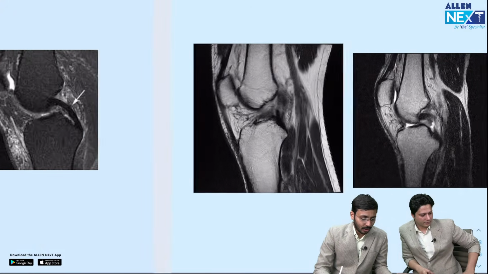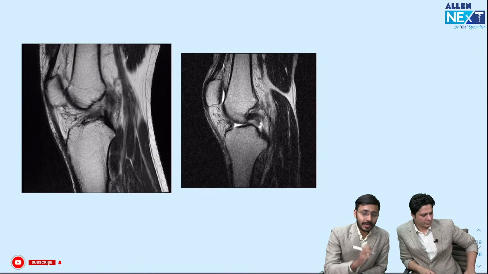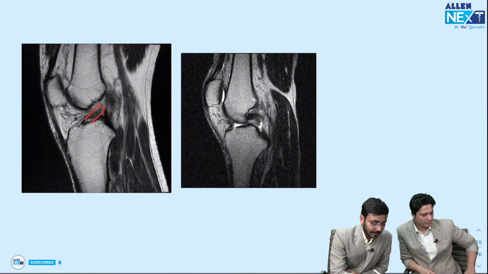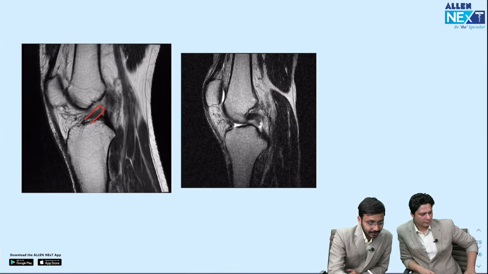So how will that look? Here you see that there is loss of continuity within the ACL. The ACL is not seen to attach here. Here you were seeing that this is the complete ACL. Here you see that there is loss of continuity of the ACL. So this is an ACL tear.